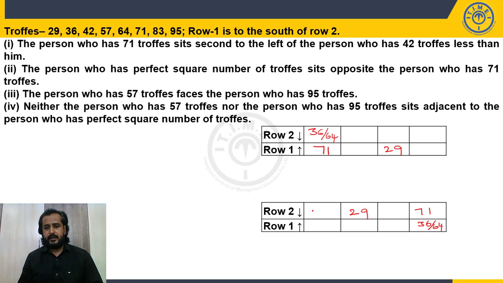And 57 or 95 opposite. 57 or 95, 95 or 57. Clear? Any confusion? No. Fine. Move ahead.